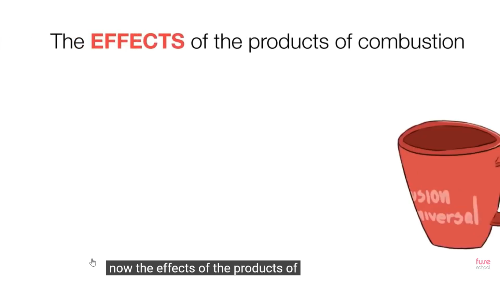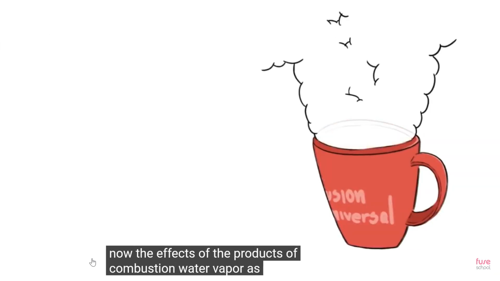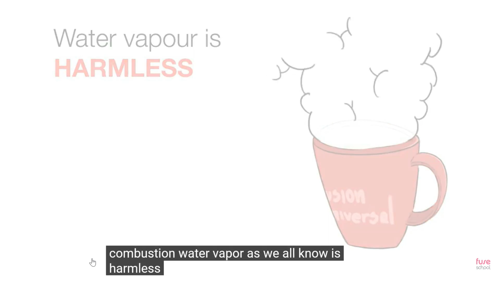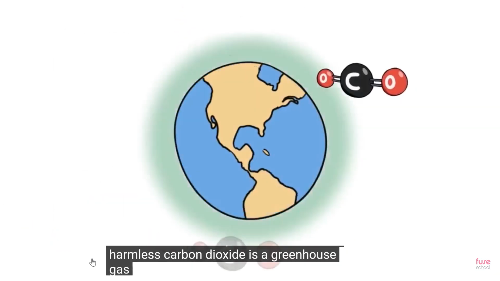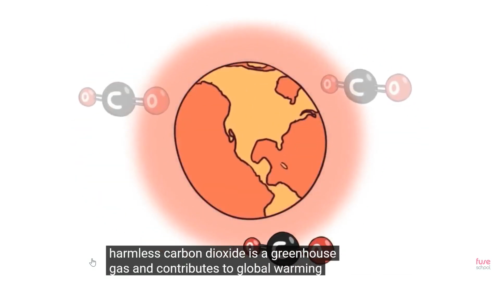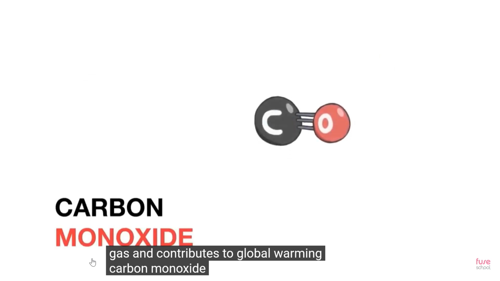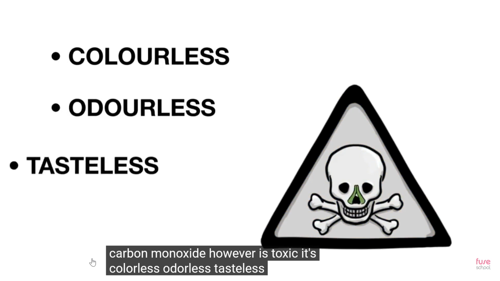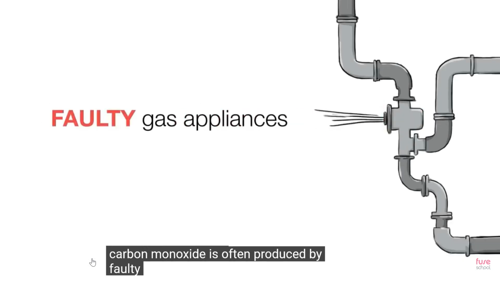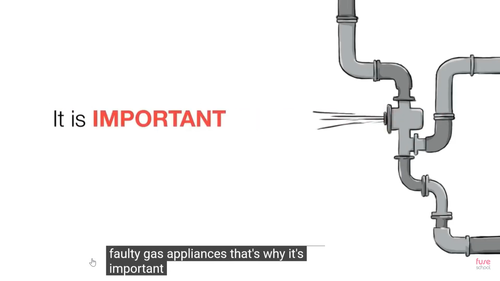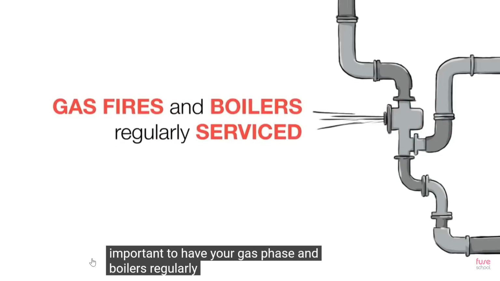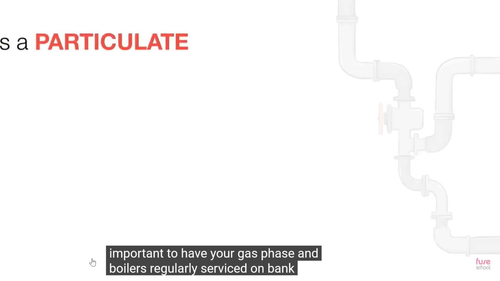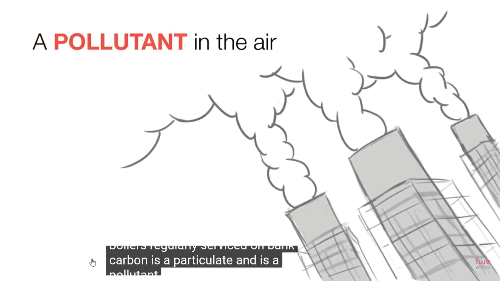Now the effects of the products of combustion. Water vapour, as we all know, is harmless. Carbon dioxide is a greenhouse gas and contributes to global warming. Carbon monoxide, however, is toxic. It's colourless, odourless, tasteless, and so is called the silent killer. Carbon monoxide is often produced by faulty gas appliances. That's why it's important to have your gas fires and boilers regularly serviced. Unburnt carbon is a particulate and is a pollutant in the air.